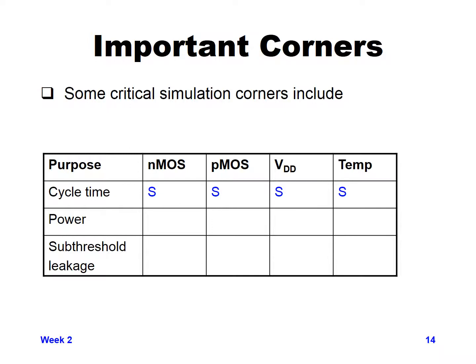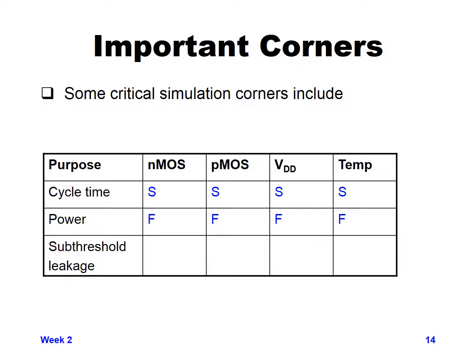Second thing is, for power, we want to make sure we don't come in over our power budget. So in this particular case, if we put everything at its fastest corner, typically that means it's going to consume the most current as well, and so be the highest power. So if we run everything at the fastest corner and measure our power, and that's within our budget, then we're good to go on power.